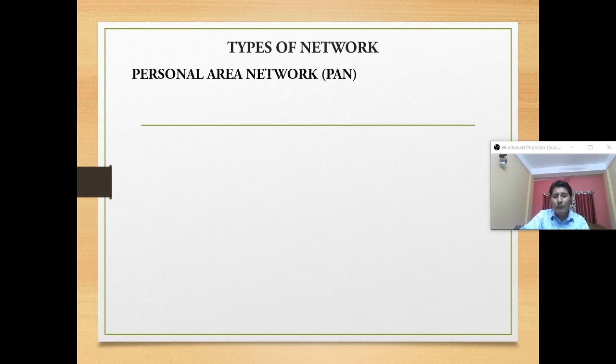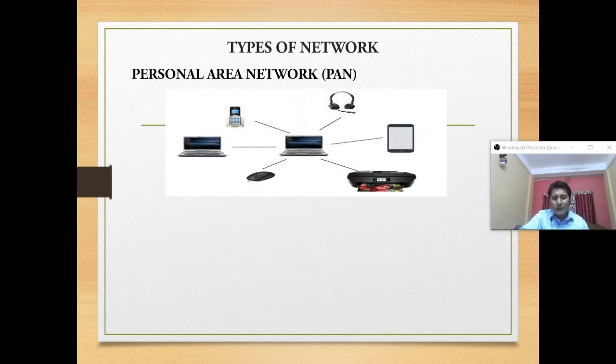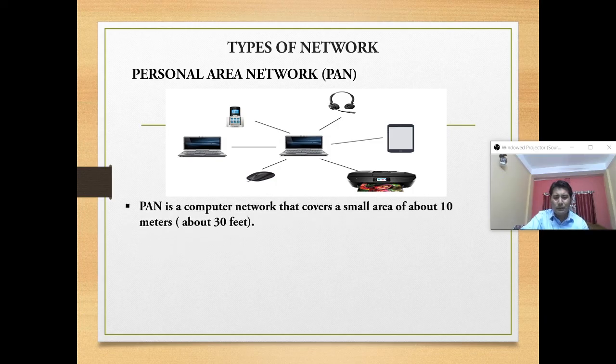First, we'll start with the personal area network, or what we call a PAN. This kind of network covers a small area, say within a room, about 10 meters, that is about 30 feet. This is the diagram of a personal area network, where it can be connected using a Bluetooth headphone, tabs, PDAs, laptops, and desktops can be connected through it.